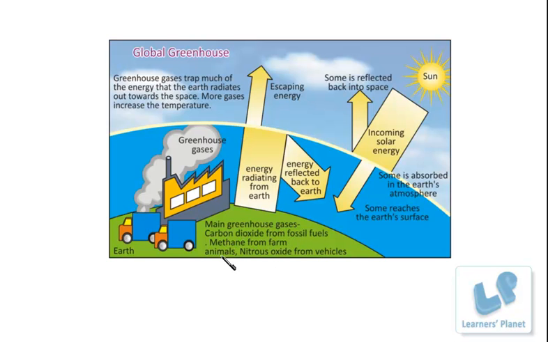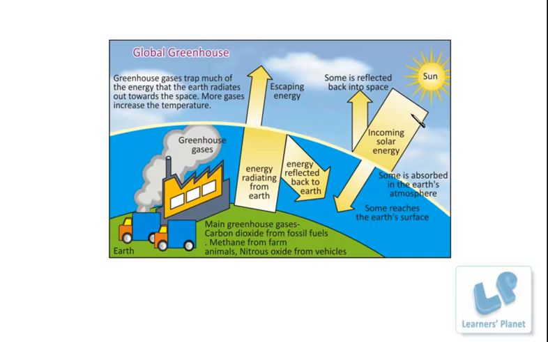Methane comes from the farm animals. The cow is the animal which gives out methane while exhalation. Nitrous oxide comes from vehicles. So these are the gases. They rise up in the atmosphere and form a layer over it. So a blanket of these gases is formed. These greenhouse gases trap much of the energy that the earth radiates out towards space. More gases increase the temperature. So the more the gas, the more the temperature.